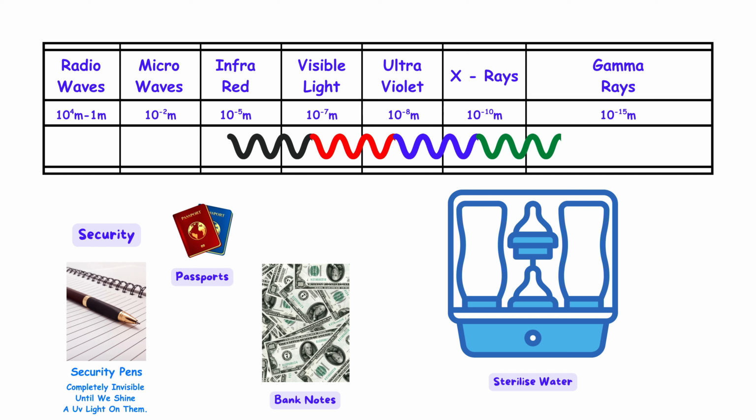Anyway, that brings us to the end of this video. We hope you found it helpful and informative, and that you now have a clearer understanding of how visible and ultraviolet light are used in a variety of important ways in our daily lives.